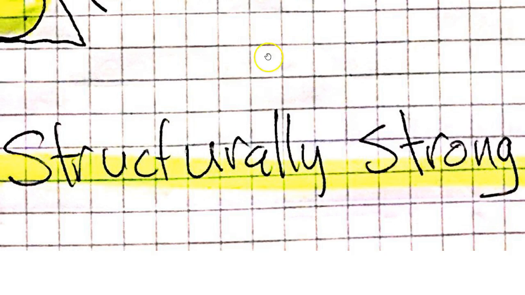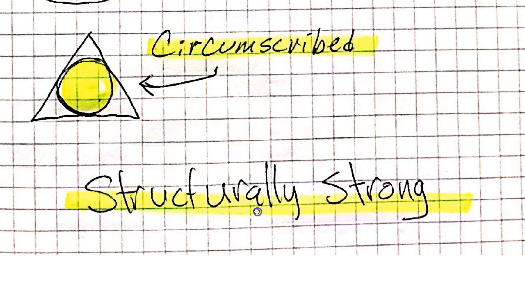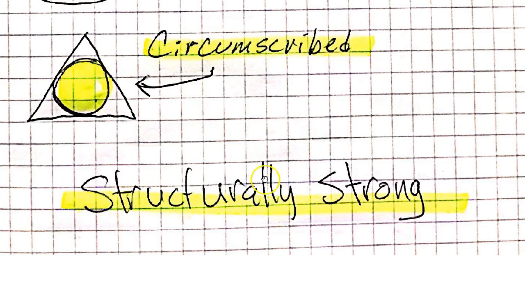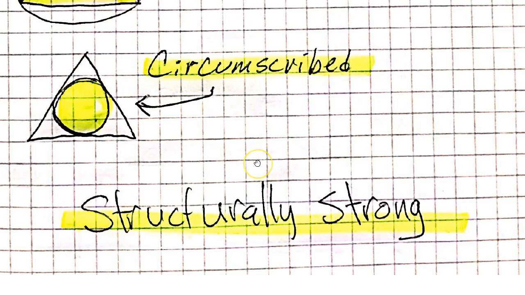And when we think about triangles, the reason we like them is they are structurally very strong. It's very hard to cause them to deform by applying forces at any of the connection points. And that's all we have on triangles.